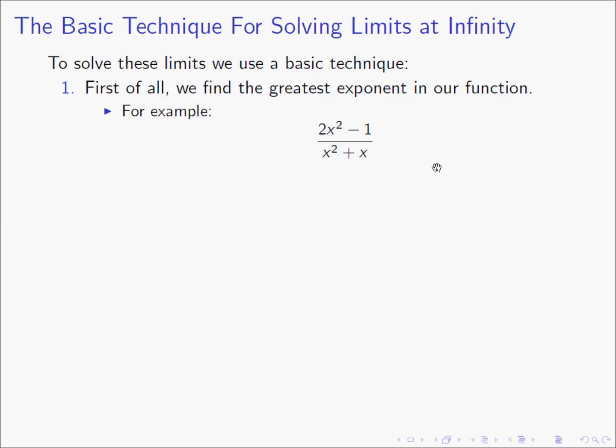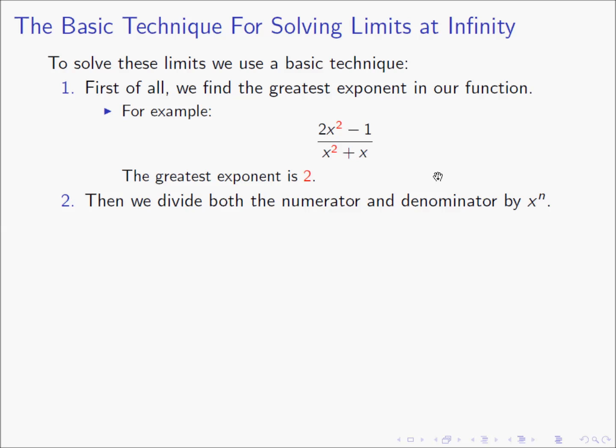Well, the first thing we need to do is to look at the exponents of x. Here we have x squared, that's an exponent 2. Here we have exponent 0, here we have exponent 2, and here we have exponent 1. So in this case, the greatest exponent is 2.